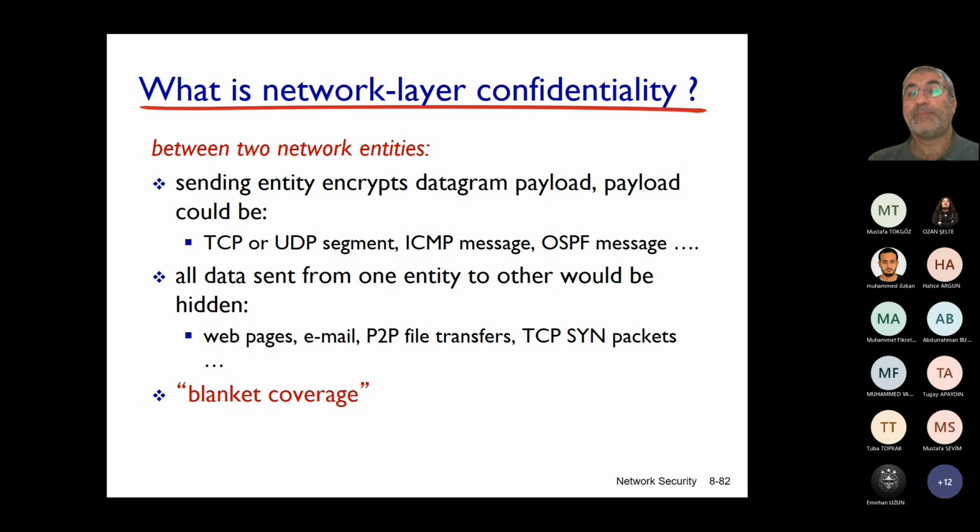So in this case, the sending entity is going to encrypt the datagram payload, and the payload can consist of TCP or UDP segments, or some control message, ICMP message, or OSPF message, some routing messages. So all the data sent from one entity to the other can be hidden. This is called blanket coverage.